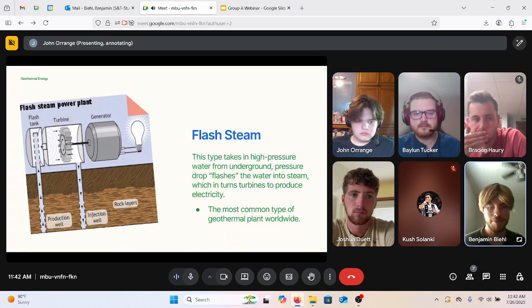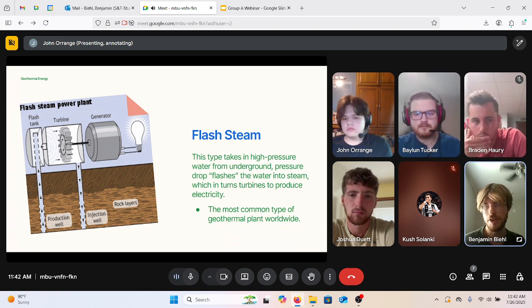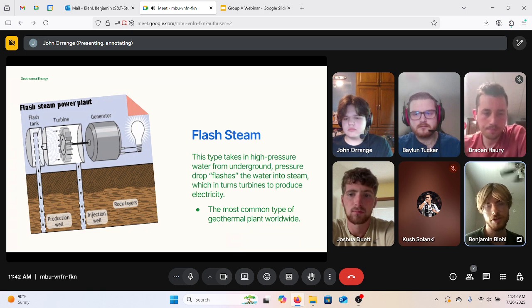The second type is flash steam. This is very similar to steam, except the difference is it takes high pressure water from underground rather than steam. As this water goes up into the flash tank, the pressure drops and it turns into steam.